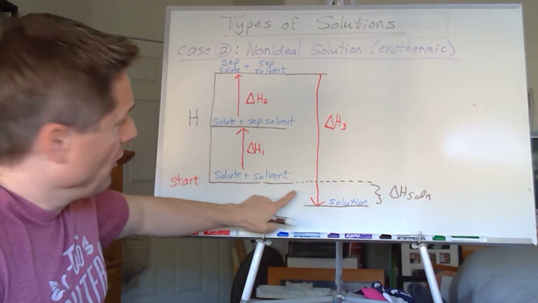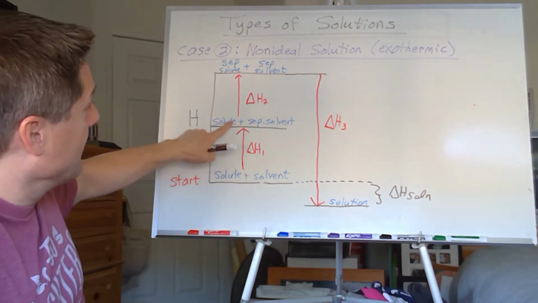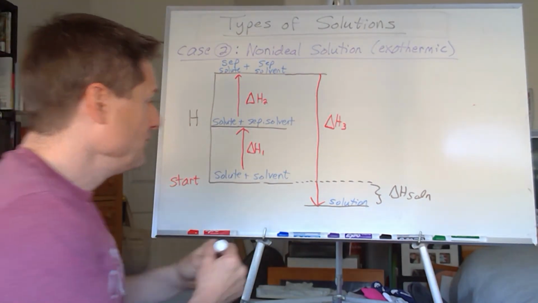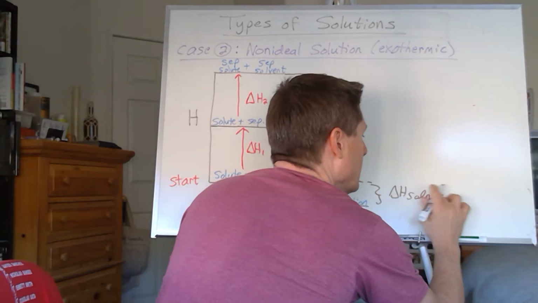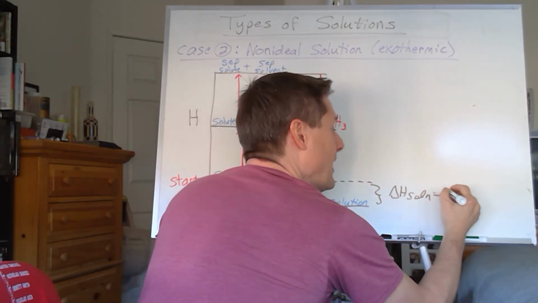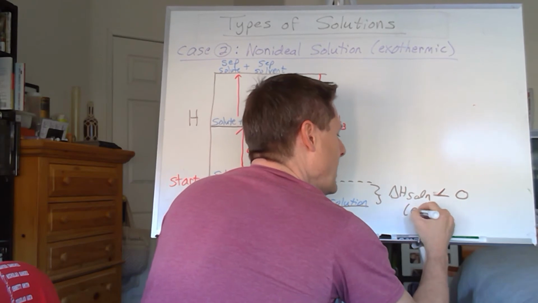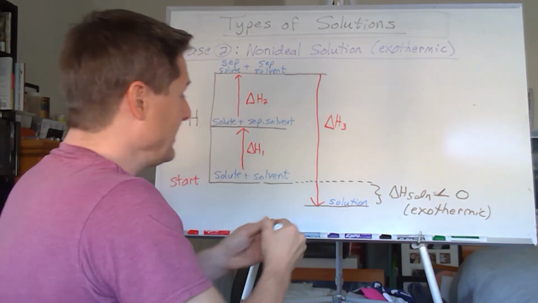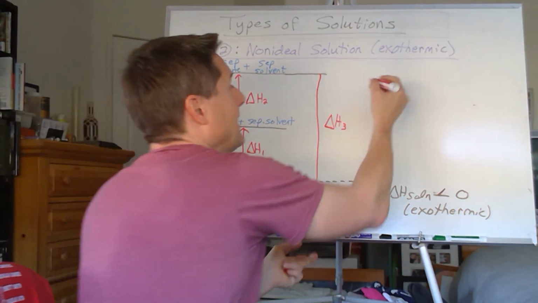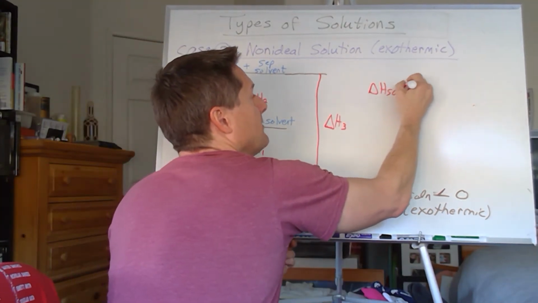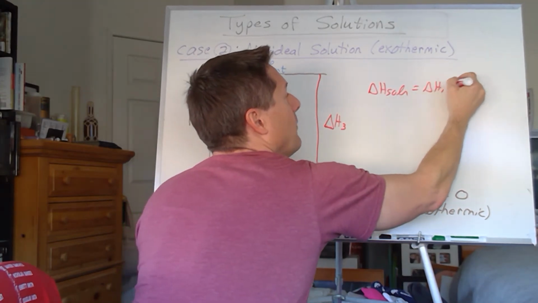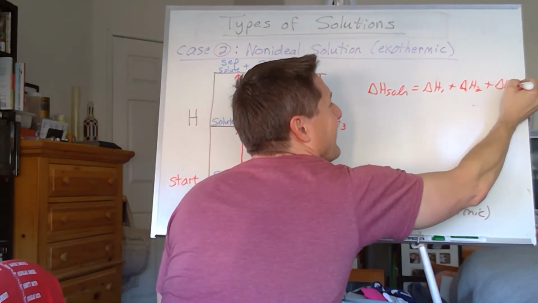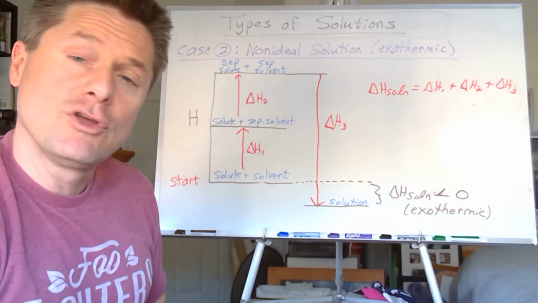Delta H solution going from the start to the finish should be the same as that plus that plus that, because you end up at the same place. Yay, Hess's law. Okay, and so this will be less than 0, right? So this would be exothermic. So we ended at the same spot with the last one. And again, delta H solution is just the sum, says Hess, of the three processes. You could probably do the next one.